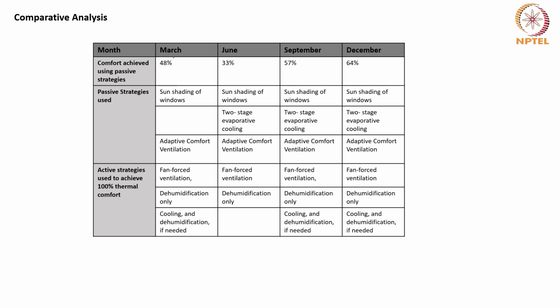Now for the month of March, the comfort that is achieved using passive strategies alone is 48% of the hours can become comfortable. In June, only 33% of hours can become comfortable with passive strategies. In the month of September, 57% of the hours can become comfortable if we use passive strategies, whereas in December, 64% of the hours can become comfortable by using passive strategies. So what are these passive strategies?